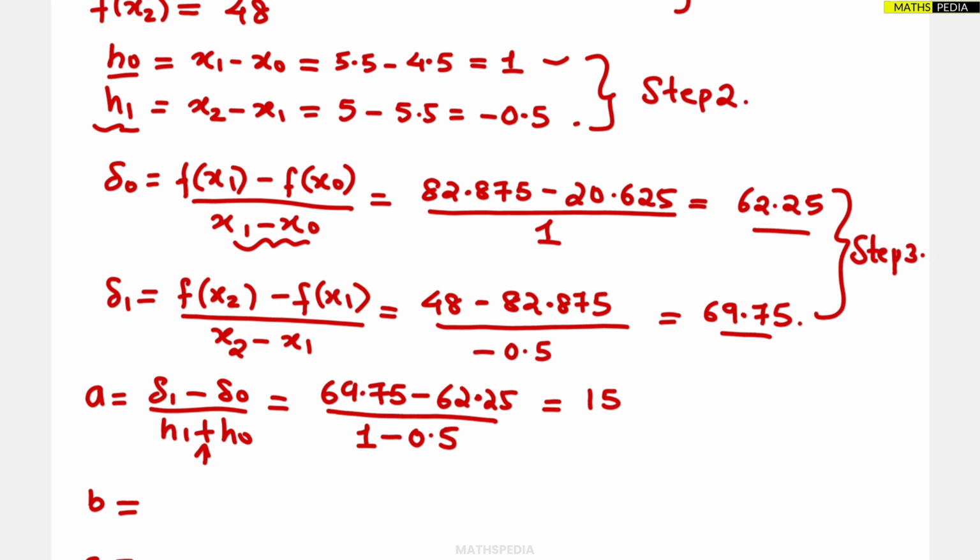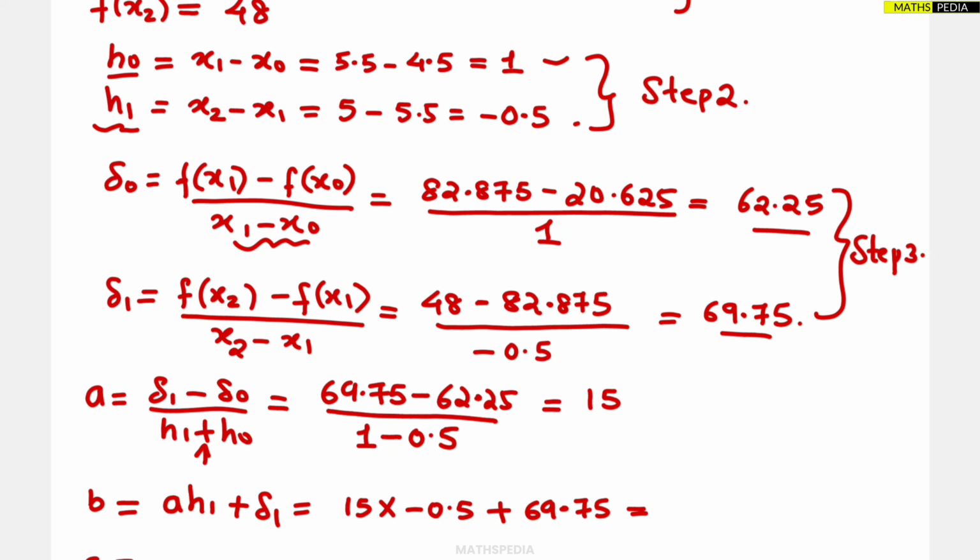Now we have to find the B value. It is A into h1 plus delta 1. That means after finding A only we can find B. So the A value is 15 into, what is the h1 value? h1 value we have is minus 0.5, plus delta 1 value, which is 69.75.